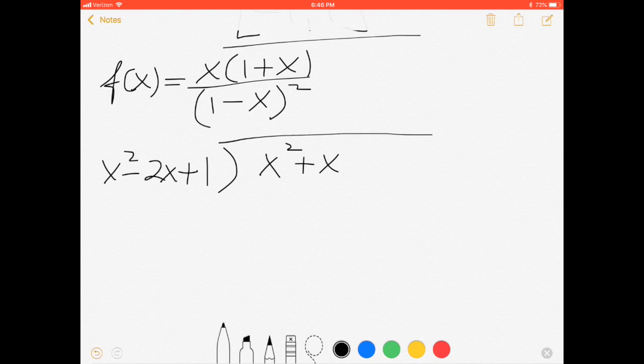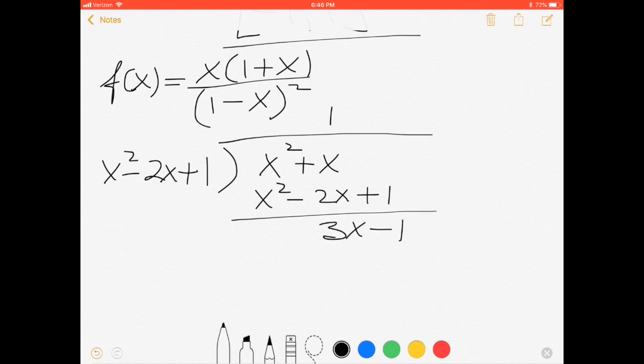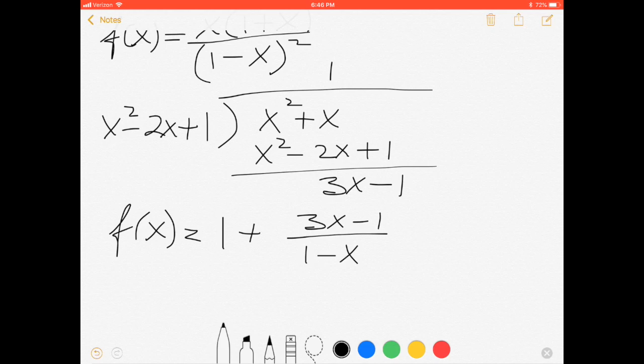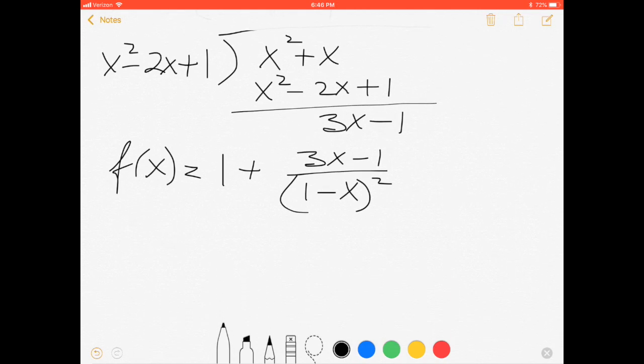And it will be 1. Multiply: x squared minus 2x plus 1, subtract, and you have 3x minus 1. Okay, this means my function f(x) will be 1 plus (3x minus 1) over (1 minus x) squared. Great.